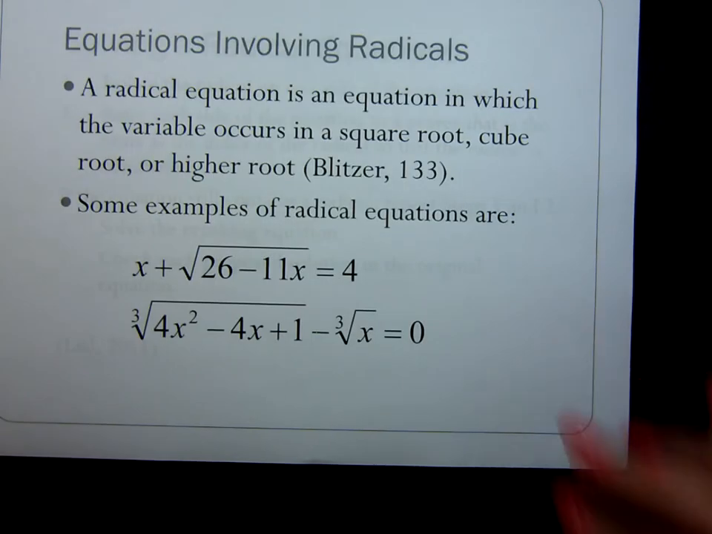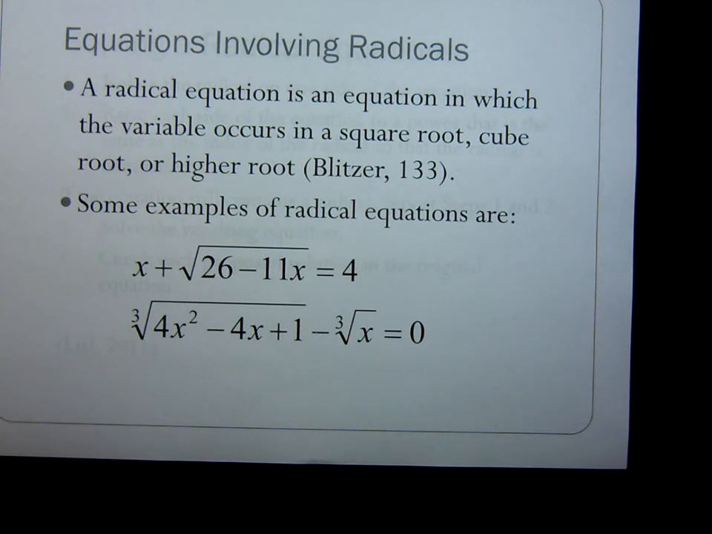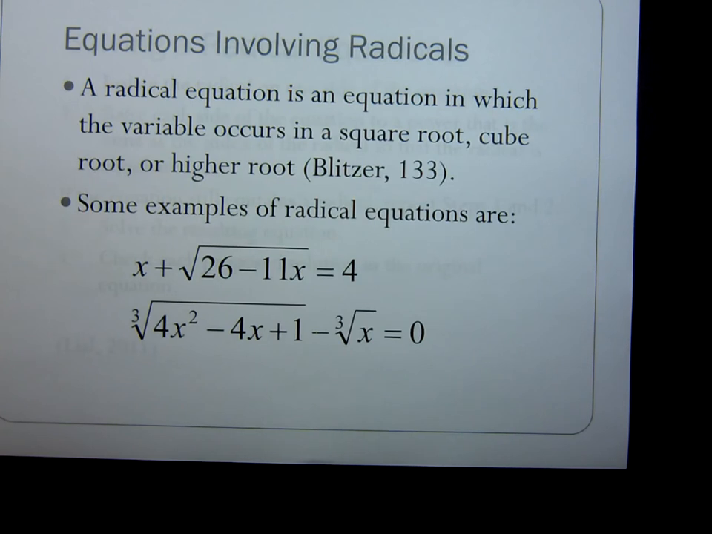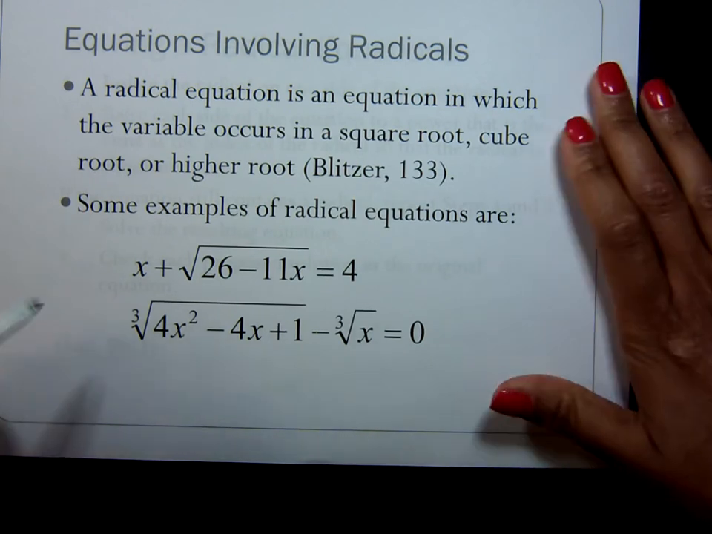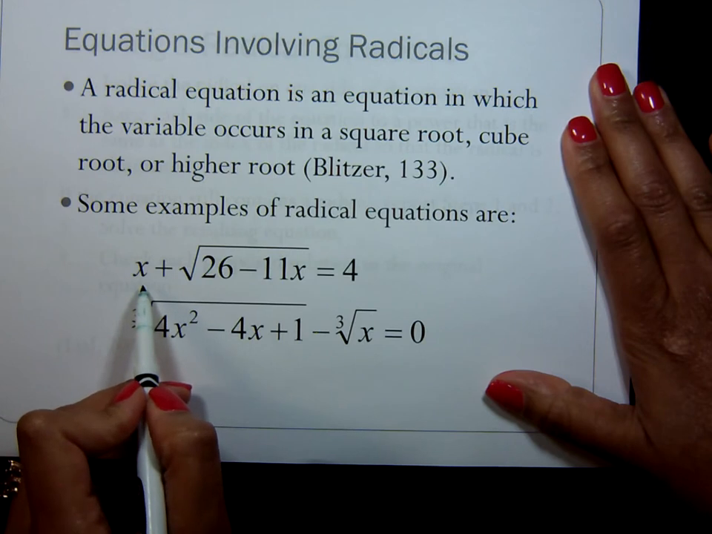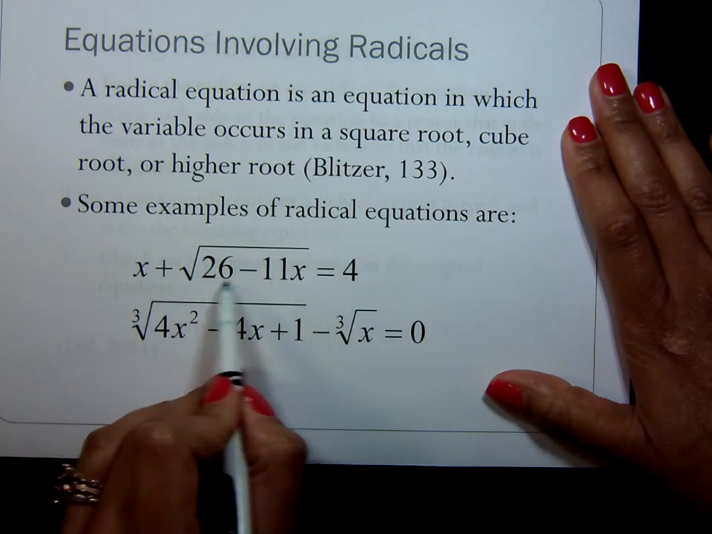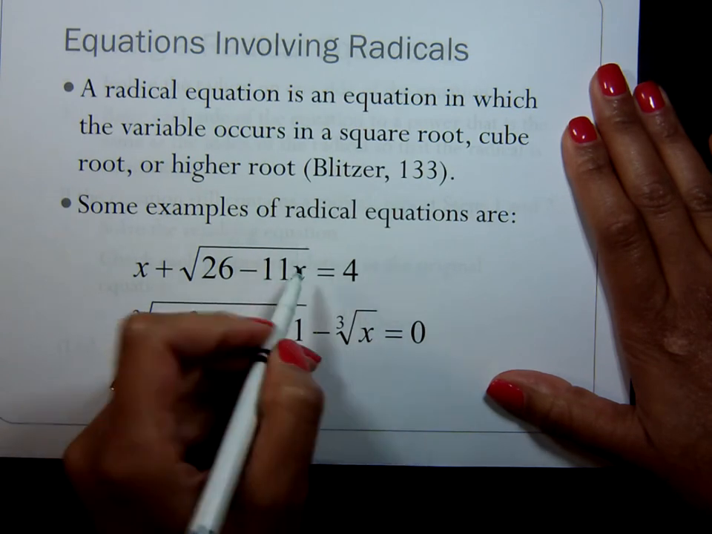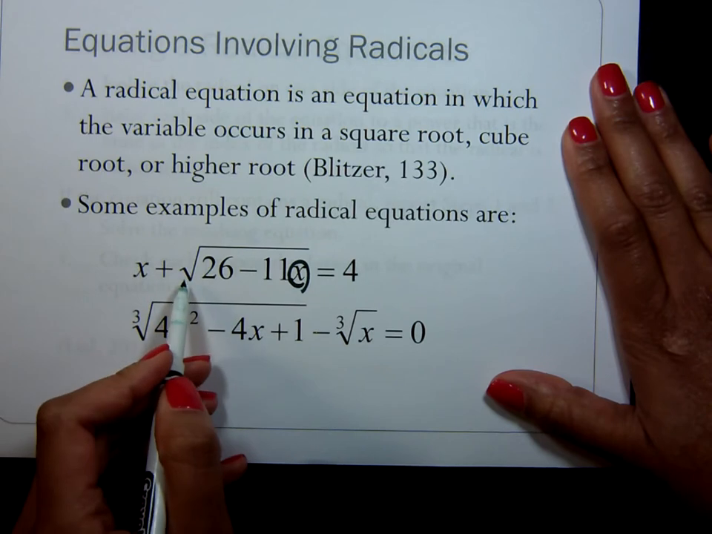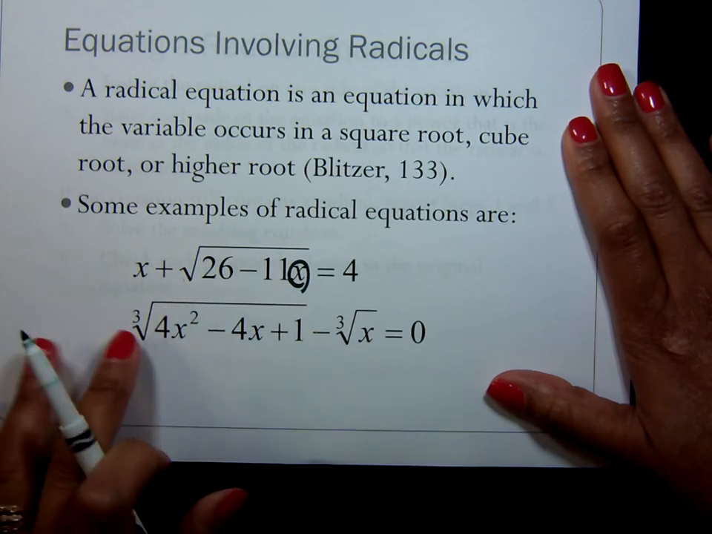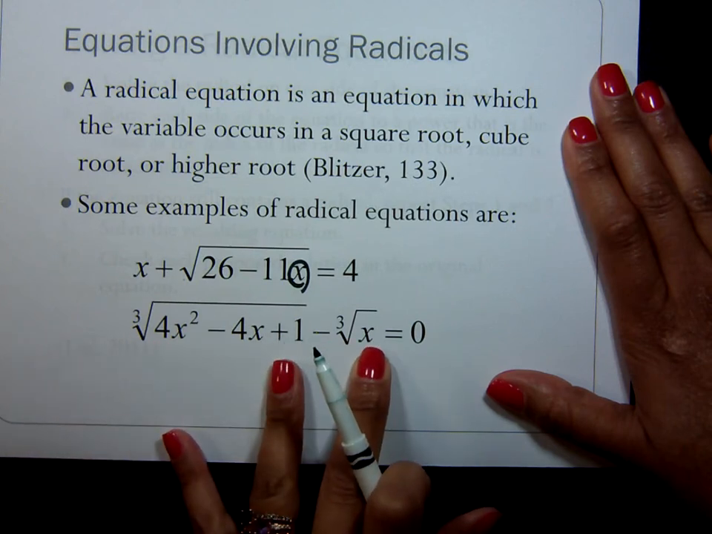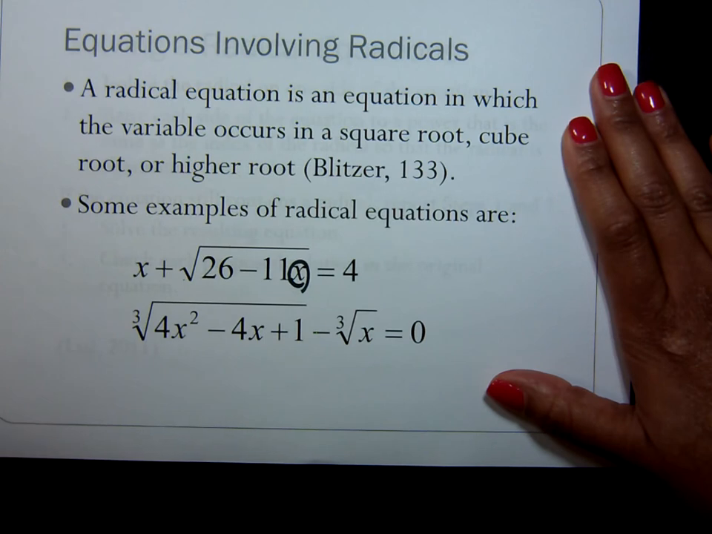When we talk about radical equations, a radical equation is an equation in which the variable occurs in a square root, cube root, or higher root. Let me show you some examples. If we look at this equation, x plus the square root of 26 minus 11x is equal to 4, this is considered to be a radical equation because I have this variable underneath this radical, so to speak. Here as well, this is the cube root of 4x squared minus 4x plus 1 minus the cube root of x. This as well is a radical equation. I have these variables underneath the radical.